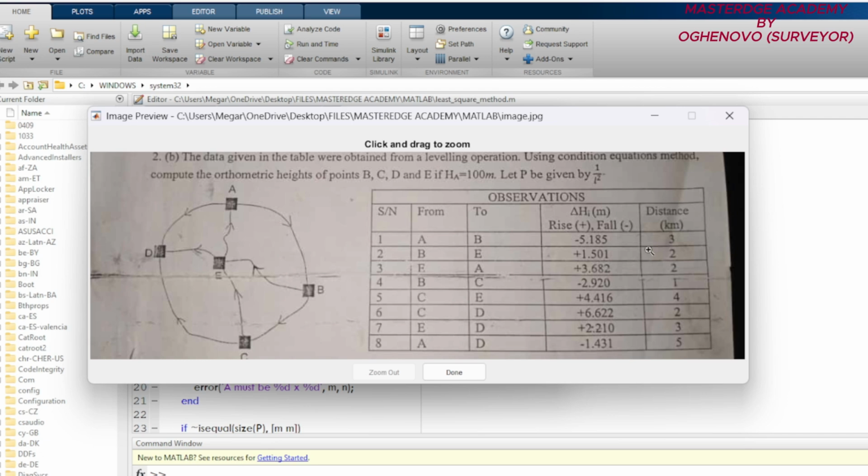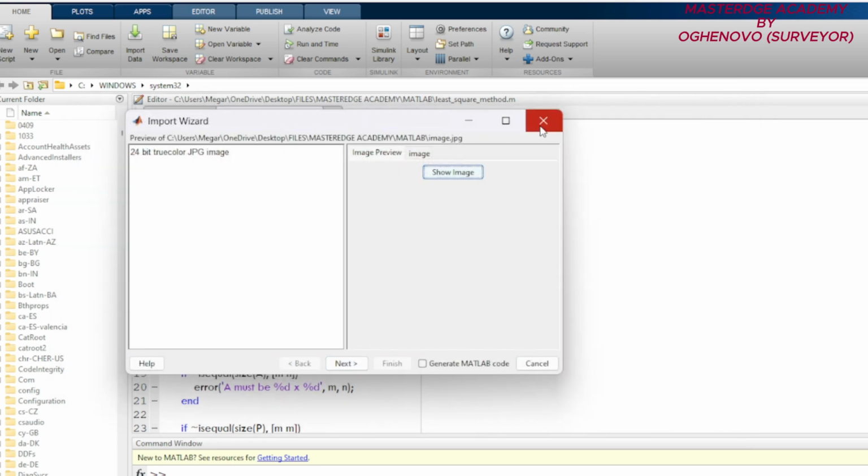Now, for this code, distance will be used for our P matrix, and this change in height is our LB1. You understand? It was given to us in the field. LB2 is what we will solve for, and it is used in the code as well. So now you can understand how the question looks.